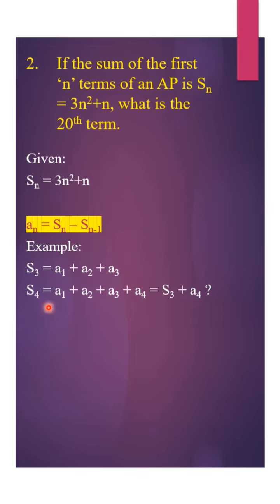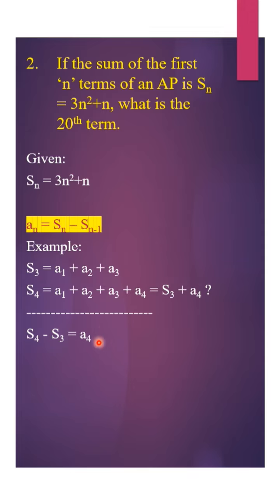If you carefully see this equation now, it is nothing but S4 equal to S3 plus A4. Therefore, if I want to calculate A4 here, I can shift this S3 to the left hand side of the equal sign, and that will give me S4 minus S3 equal to A4. Now if you compare this equation, we have arrived at the standard formula, that is an equal to Sn minus Sn minus 1.